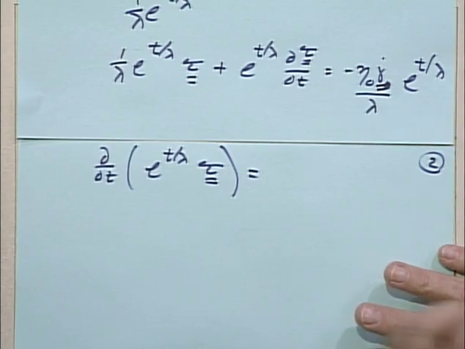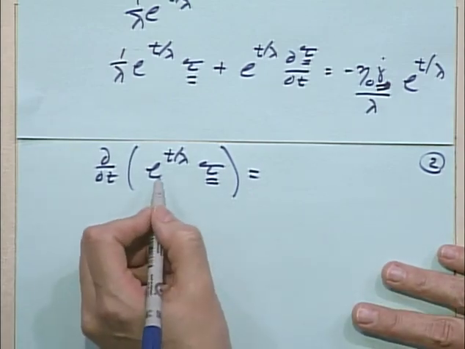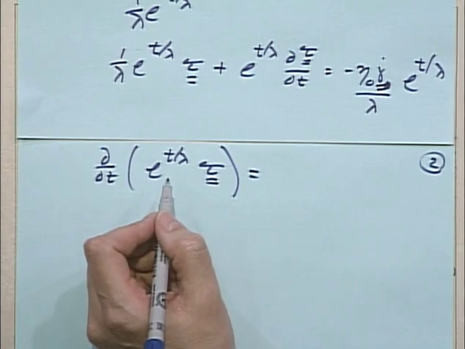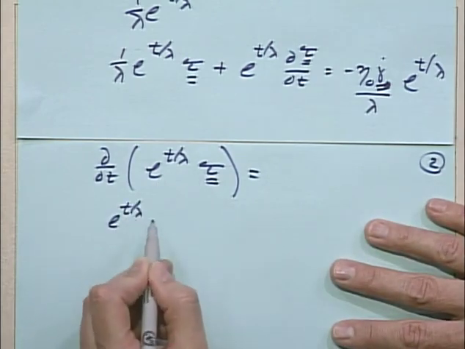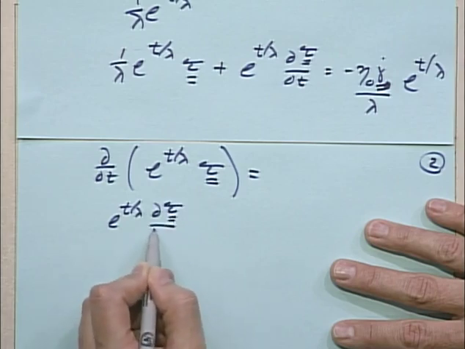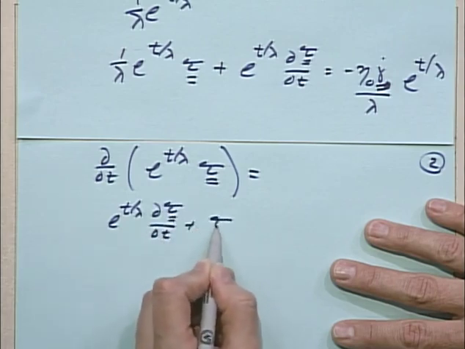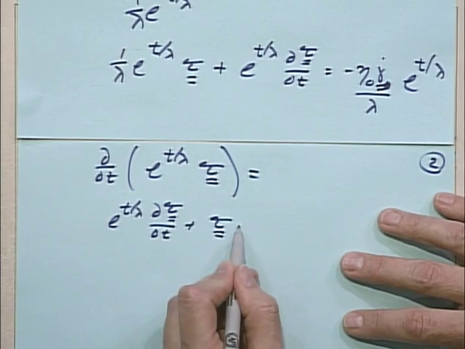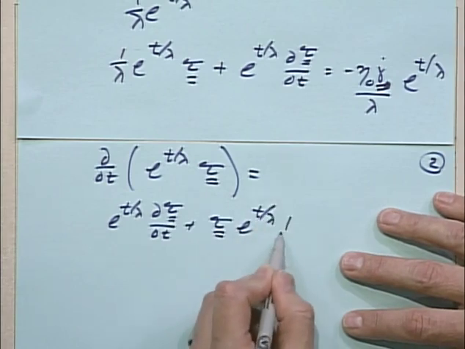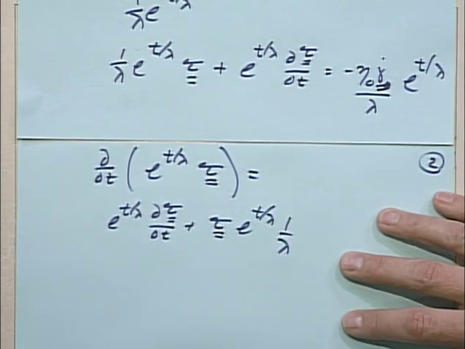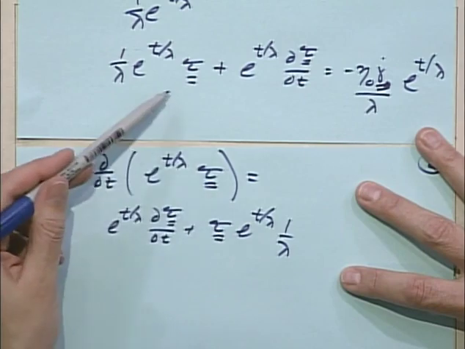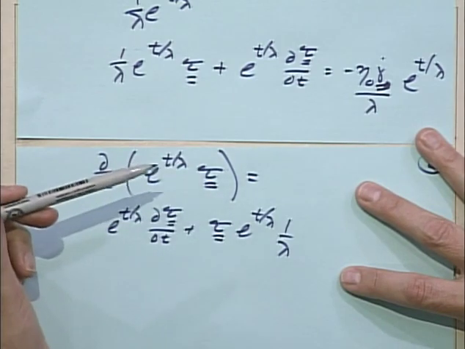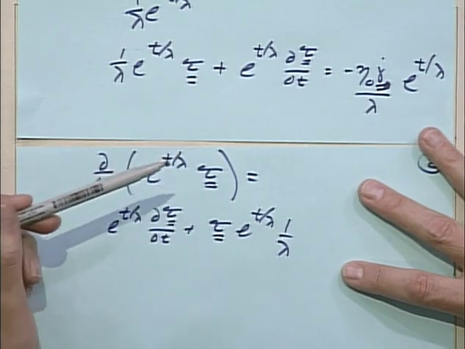Okay, let's see if that's right. Maybe I need a 1 over lambda. So let's check it. It's the first times the derivative of the second plus the second times the derivative of the first. So this term is this one. This term is that one, and it's correct. So this is what I meant by factoring.